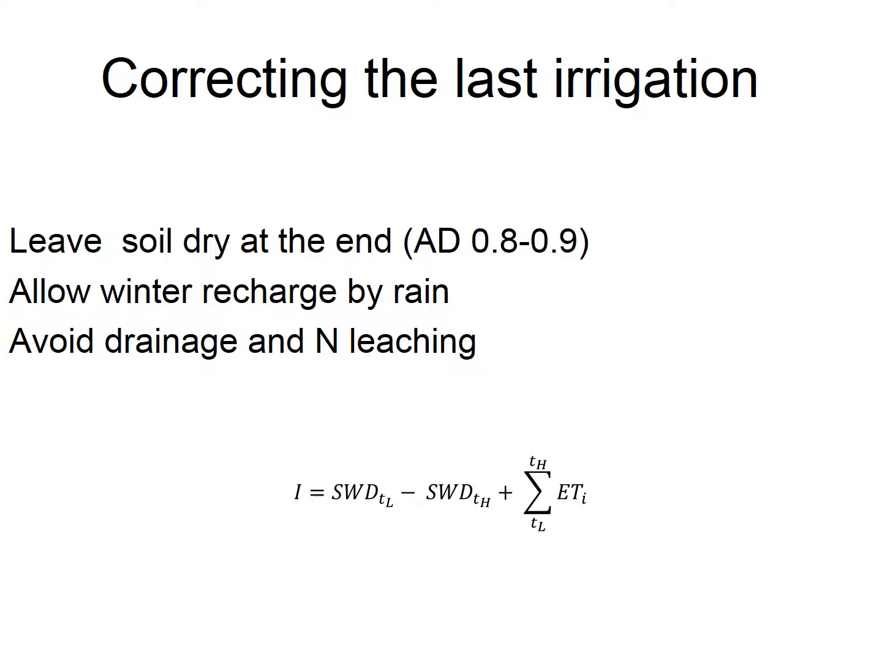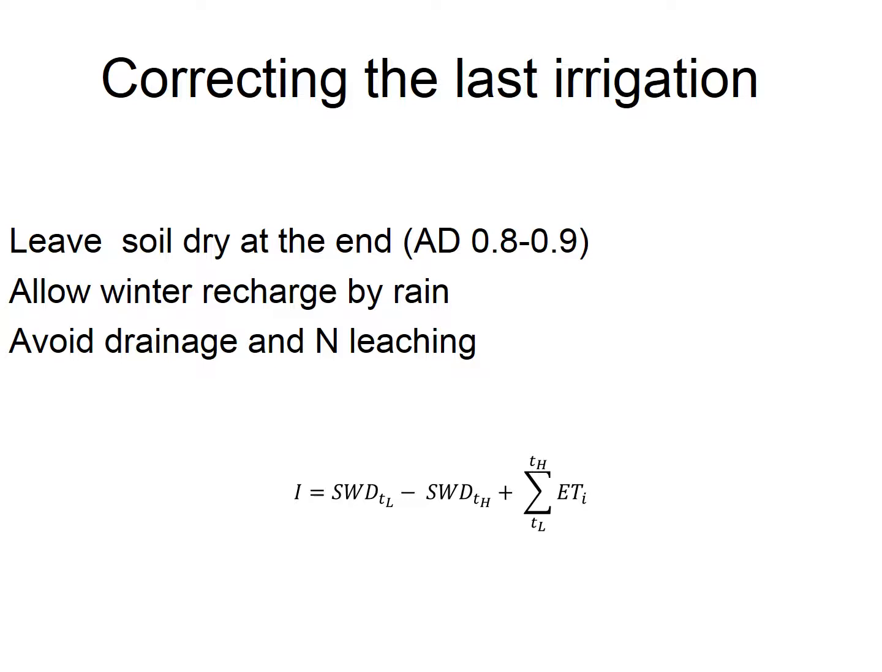We saw before that the irrigation schedules that we have shown for sorghum are corrected in the last irrigation. This is intended to leave the soil as dry as possible at the end of the growing season. And for that, we could use, at the end of the growing season, an allowable depletion of 0.8 to 0.9. In other words, we would be using 80 to 90% of the plant available water.